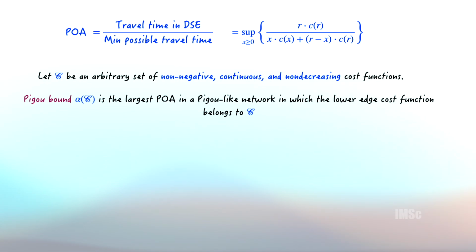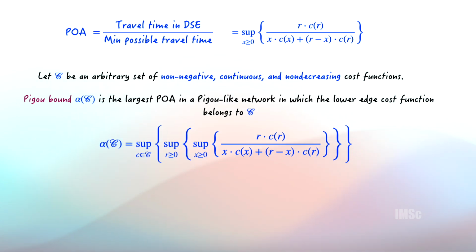Now, we will show that this definition of alpha C, defined this way, actually captures the worst possible price of anarchy in any Pigou network where the cost functions are derived from this class C.